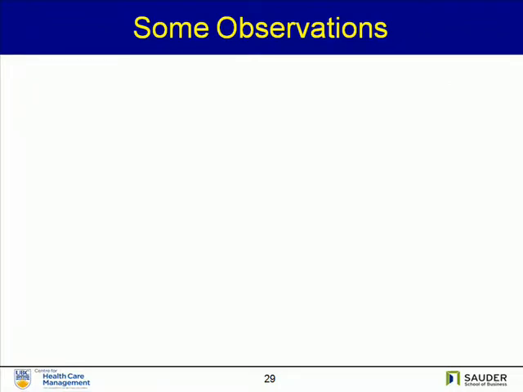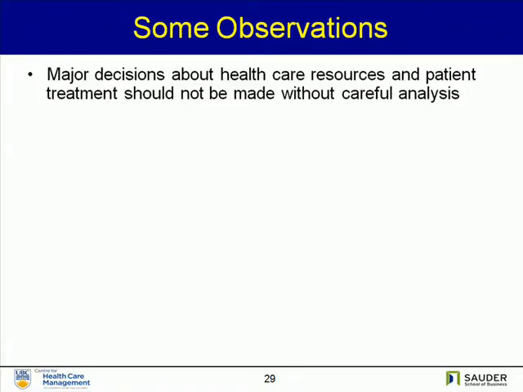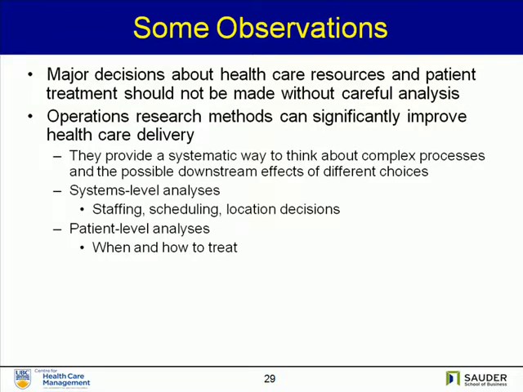Okay, some observations to wrap up. Major decisions about healthcare resources and patient treatment should not be made without careful analysis. And operations research methodologies provide a systematic, analytical approach for looking at different complex processes and the possible downstream effects of different choices. We can apply these techniques to both systems level analyses, looking at staffing, scheduling, location decisions, as well as patient level analyses: when to treat a patient, how to treat a patient, and so forth.